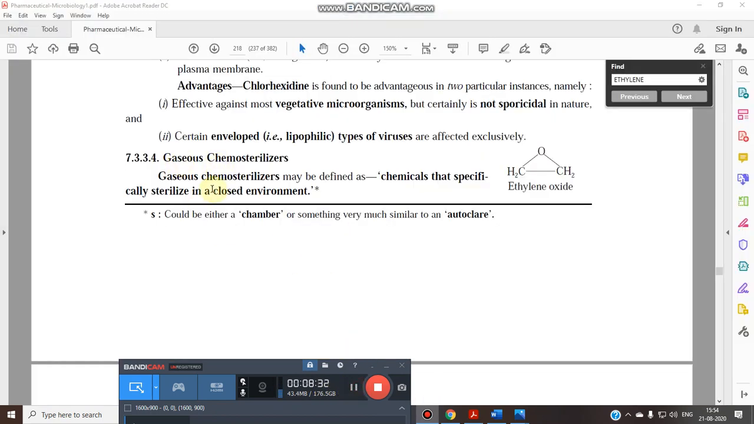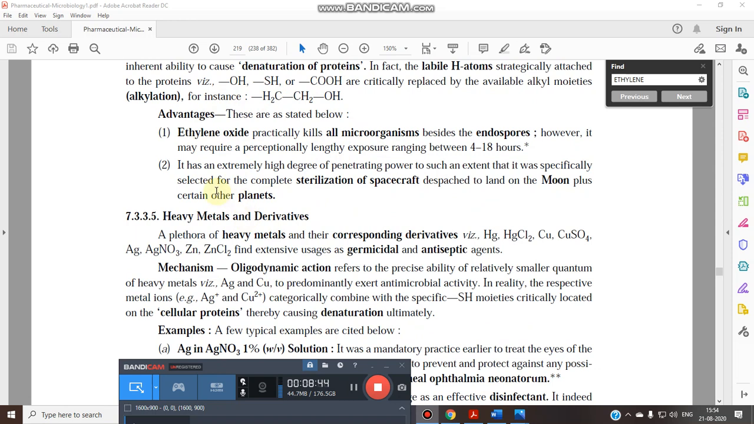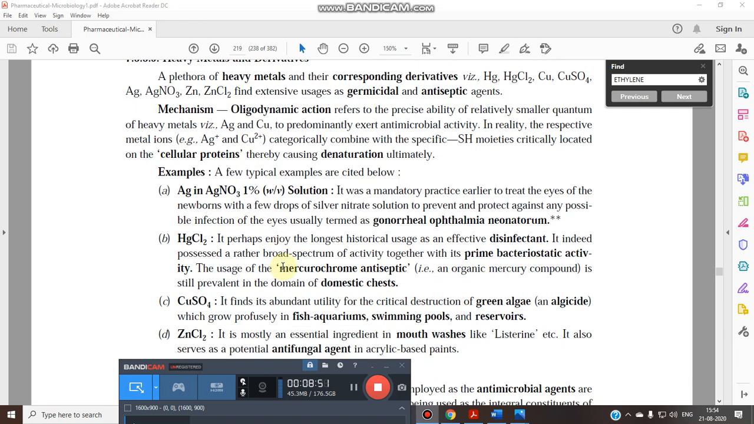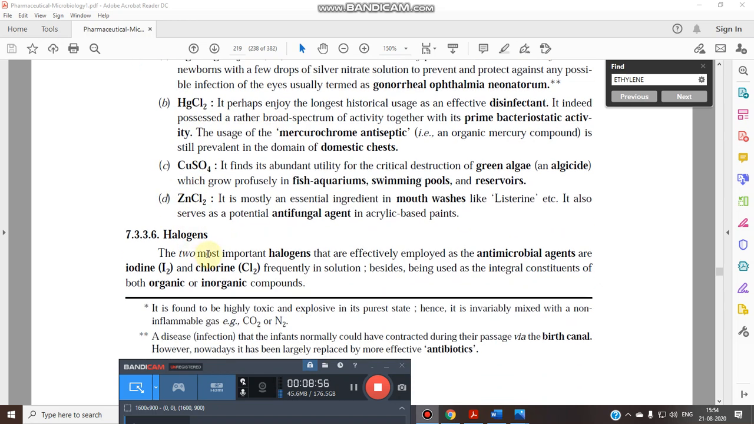Next given in this book is the gaseous sterilization, or the gaseous chemosterilizers. Yes, ethylene oxide is there. It causes the denaturation of protein and kills all microorganisms. Next in this classification are the heavy metals. Yes, heavy metals are also used, like AgNO3, 1% weight by volume solution. Then mercuric chloride, copper sulfate, and zinc chloride are there.